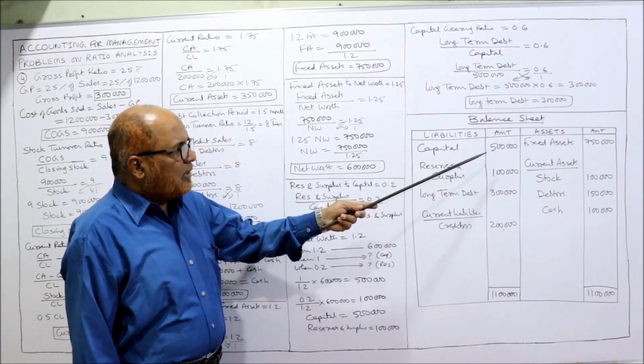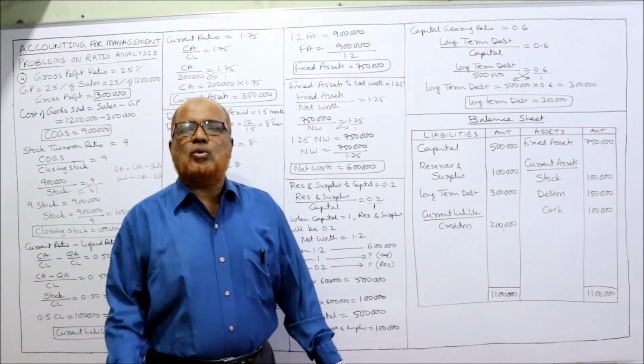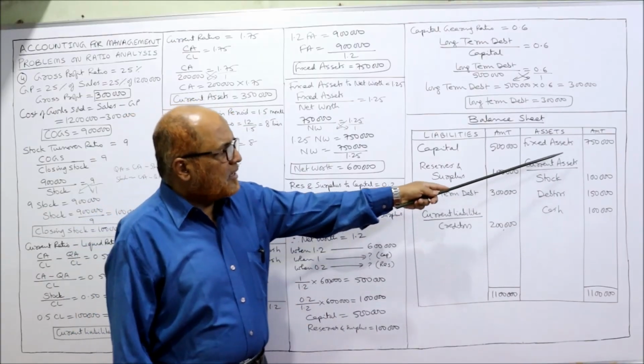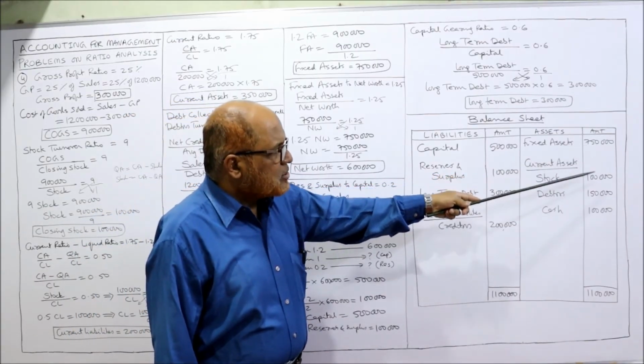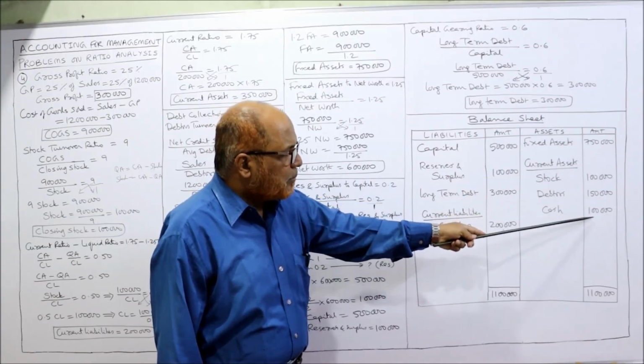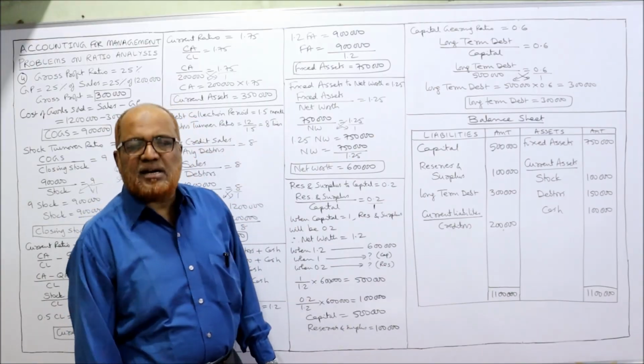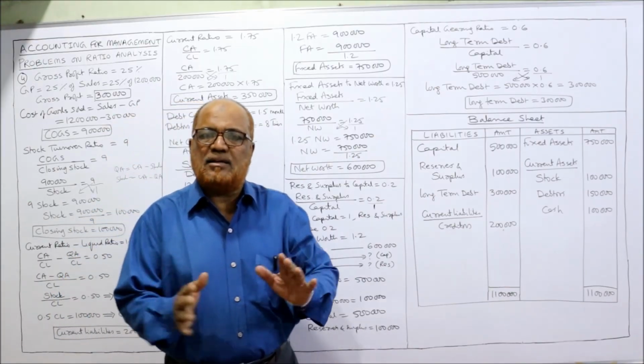Now take the total on the liability side: 5, 6, 7, 8, 9, 10, 11. 11 lakh rupees is the total on the liability side. And here, 7 lakh 50,000 plus 1 lakh plus 1 lakh 50,000: 7, 8, 9, 10, 10 plus 1, 11. 11 lakh. So asset side 11 lakh, liability side 11 lakh, our balance sheet is tallied.